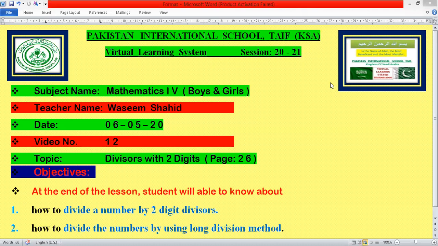And today we are going to start our lesson 12. In this lesson, we are going to learn about the long division method. And the second thing that we shall discuss in this lesson is how we divide a number by two-digit divisors.